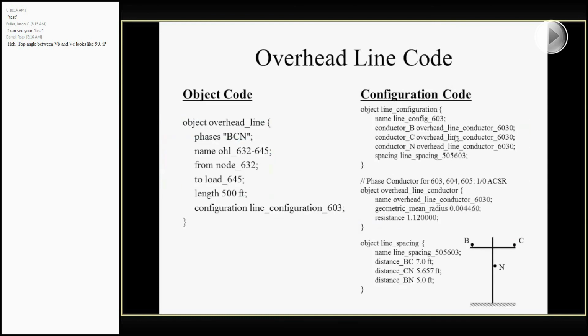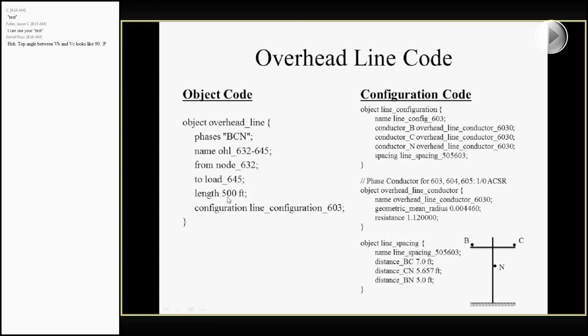So if we take a look at one of the GridLAB-D objects to do the overhead line code, this particular one is showing you what we call a BCN overhead line. So it only has a B, C and neutral phase modeled on it, so there is no phase A. And you guys got into this a little bit in the first module, but basically the name of the object, just so you can identify it in any of your outputs. And then the from and to will dictate how it's connected to your system. So this particular one goes from a bus called node 632 and then goes to another bus called node 645.